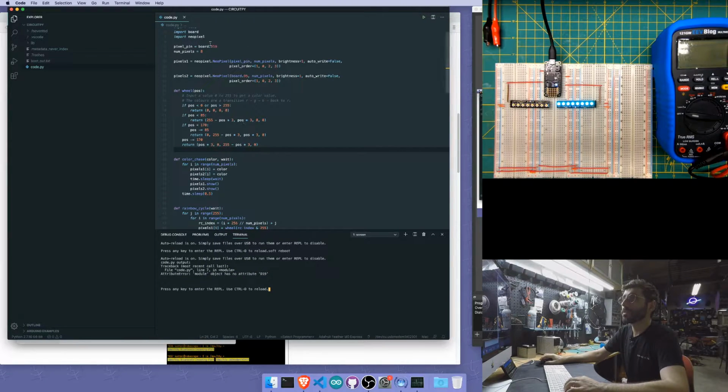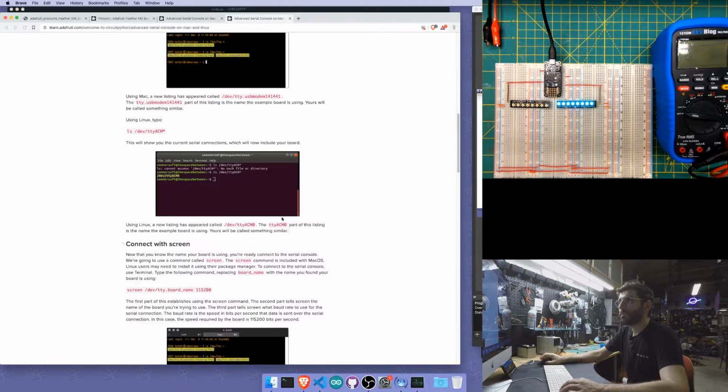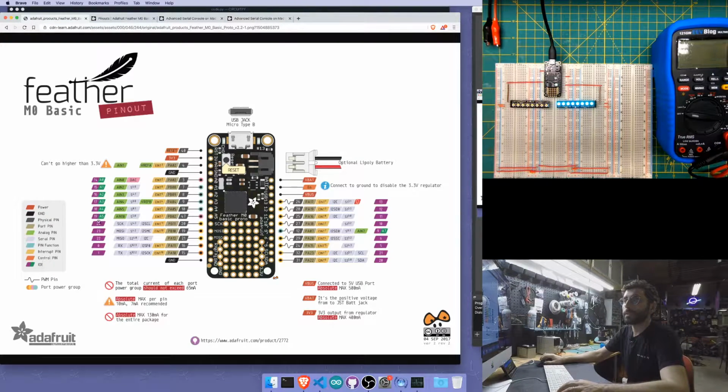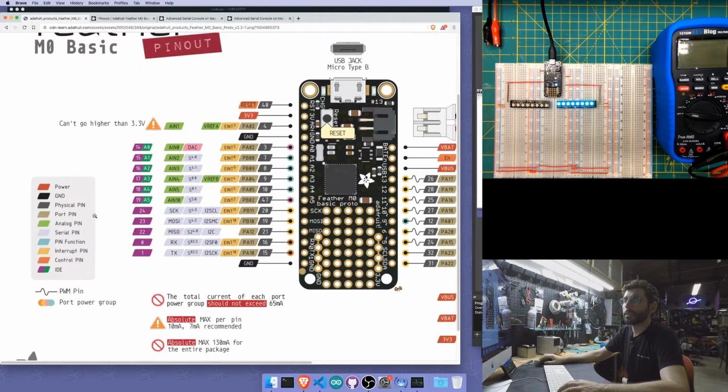Okay, so it looks like it doesn't like D19 as a pin. Why doesn't it like D19 as a pin? Here, I mean, I don't know if I'm just reading this incorrectly.